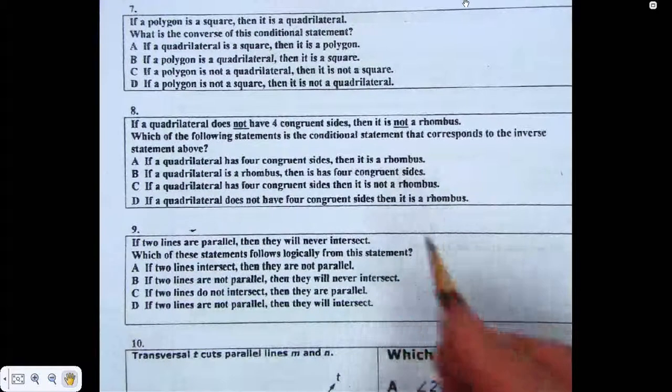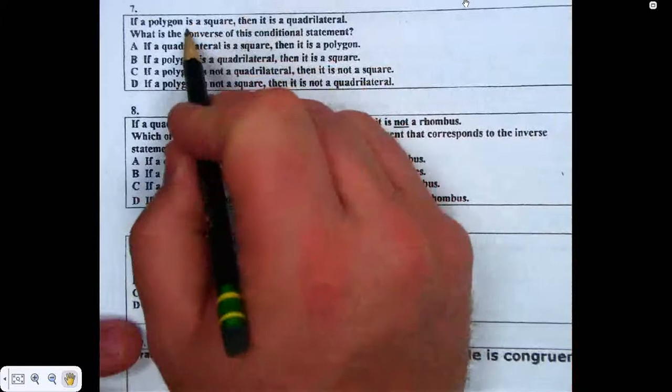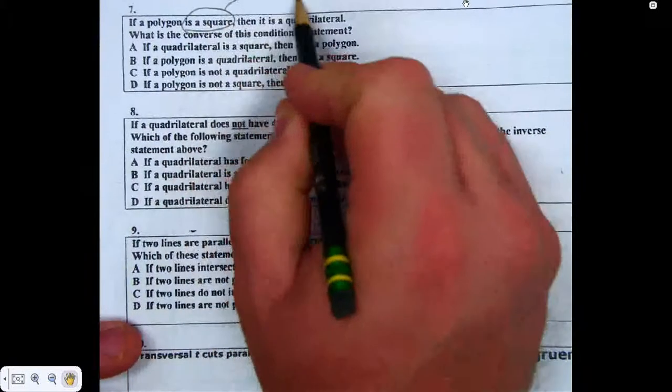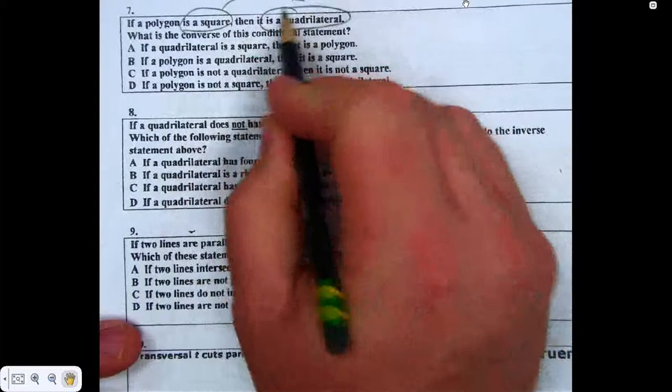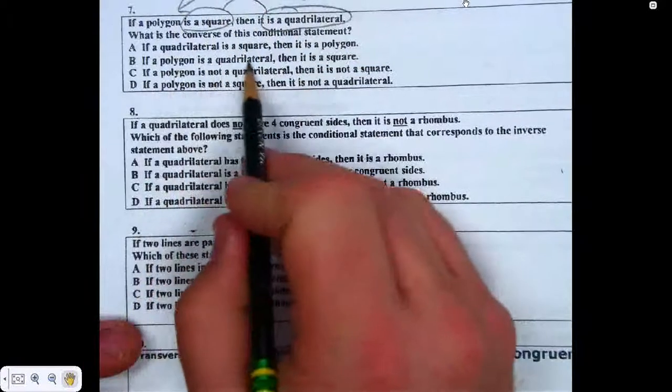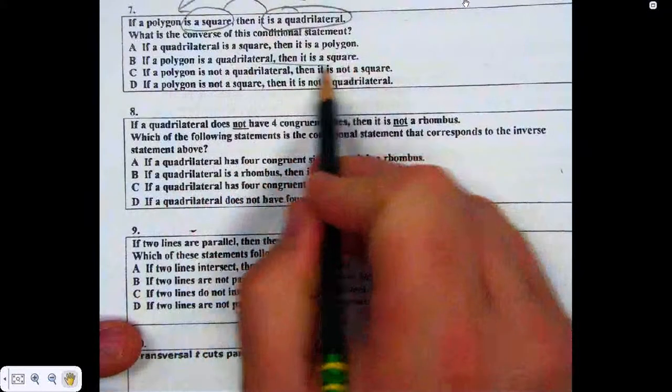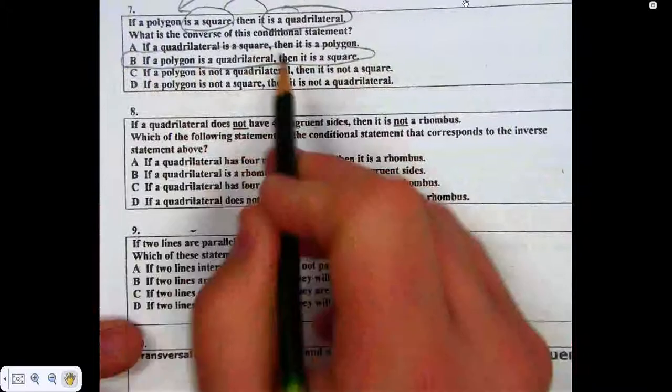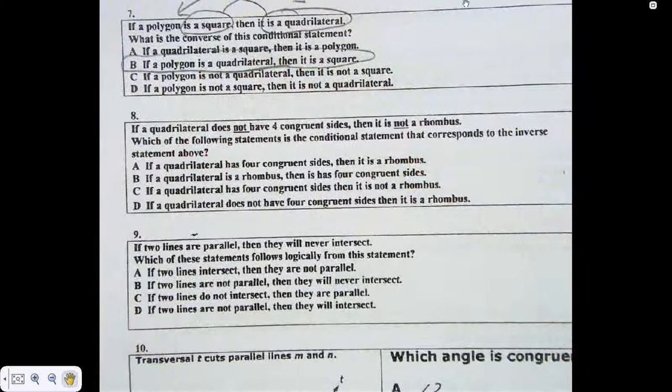Converse is when you switch the order. So the polygon being a square has to go back to the B, and the polygon being a quadrilateral has to go to what? So if a polygon is a quadrilateral, then it is a square. These are the types you ought to make sure you know how to do, because when it's all said and done, it doesn't take a lot of math ability to do this, does it? You just have to remember the difference between converse, inverse, and all that stuff.